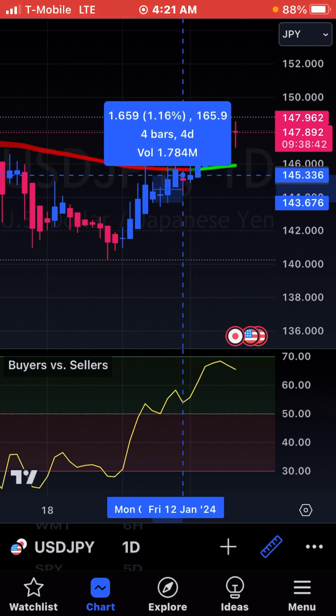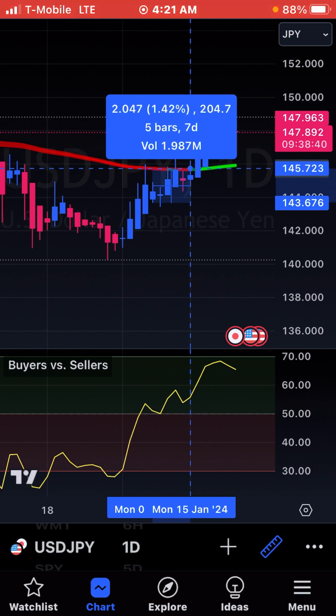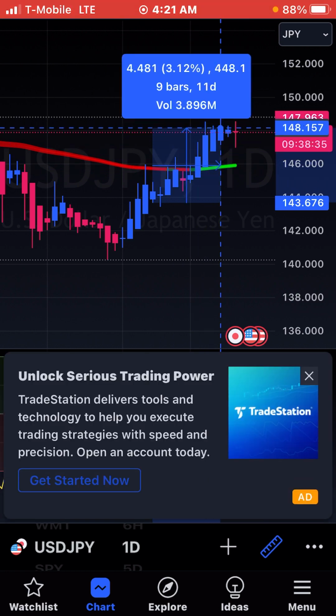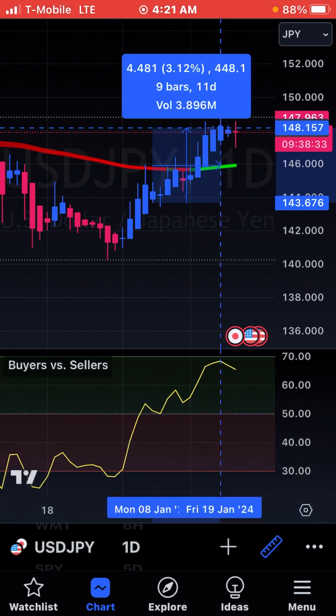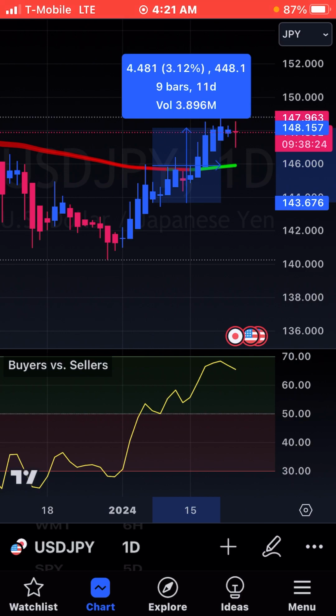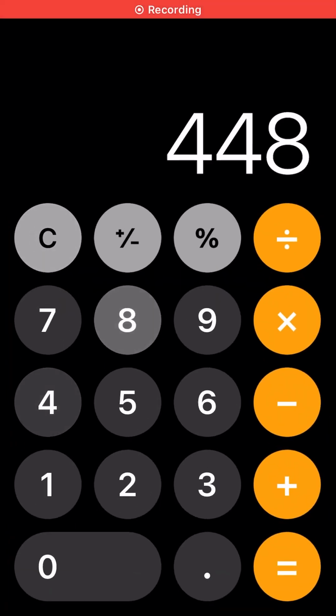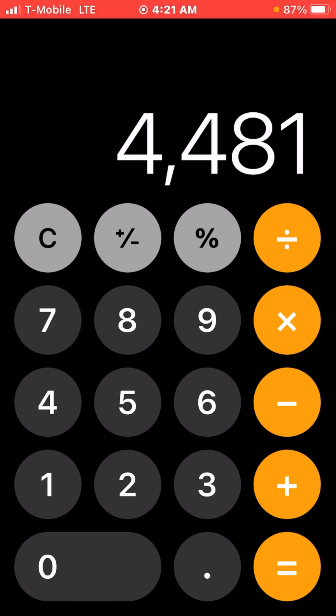Okay, so from that point on, if we rode it all the way from where it is right now, on the Japan yen, we are looking at 11 days with a 4,481 pip move. Now, let's just do the math on that real quick here. It's 4481. That is a 4,481x of your money by waiting a period of time.